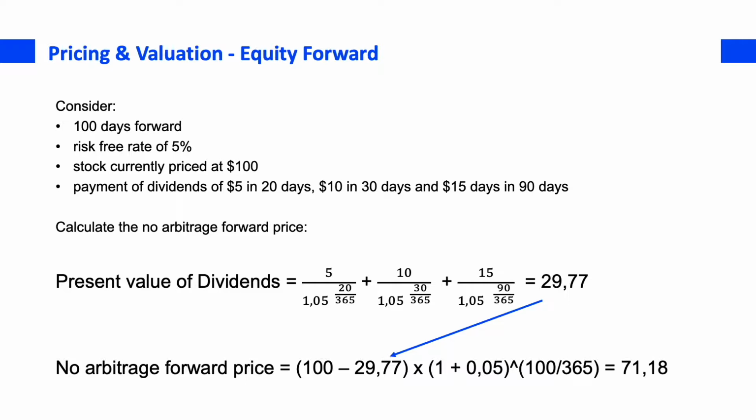T is the maturity we want to grow this amount from today to the end of the contract in 100 days' time. I'm going to end up with $71.18. Once again: the underlying minus the PV of the dividends, then grow it at 5% for 100 out of 365 days.